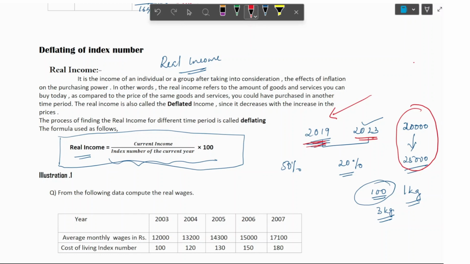Now this is also a very easy way you can do it. Two types of questions can come. One is where they give you a series of index numbers and ask you to find the real income. That example we'll do first, and next I'll show you the second type of example.